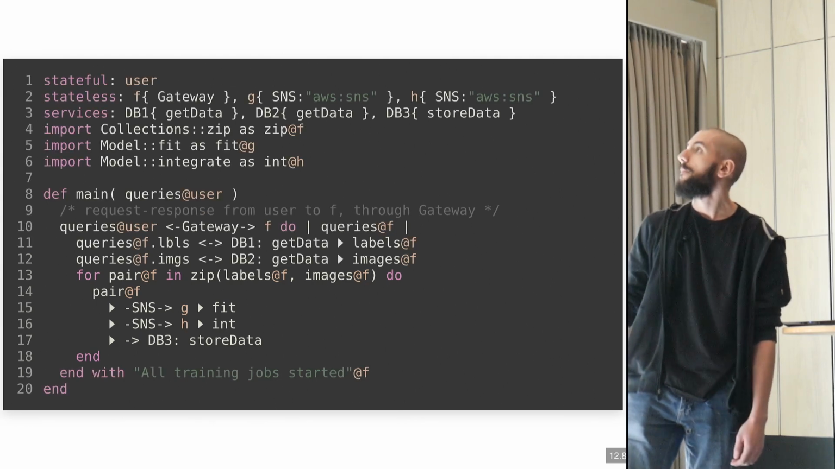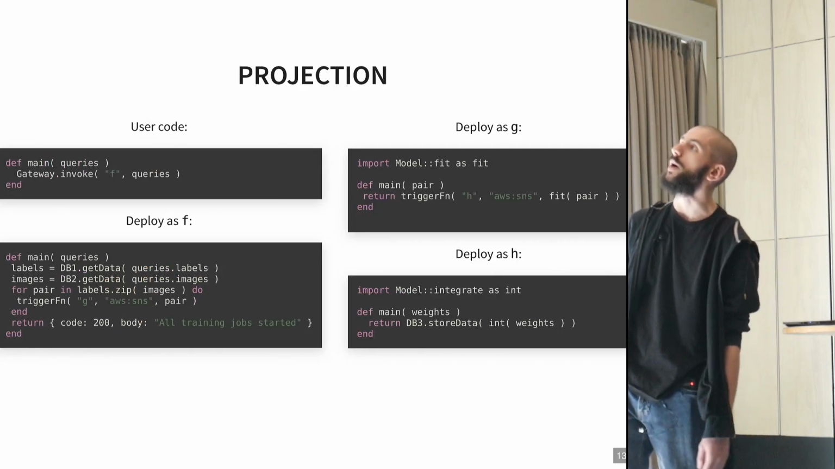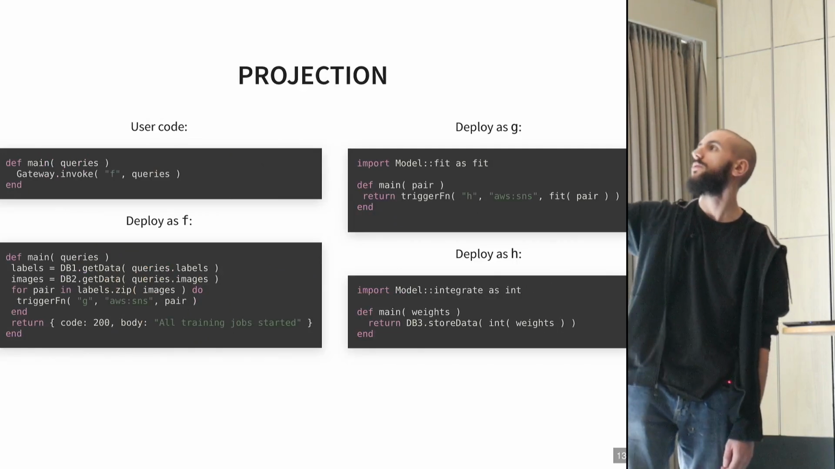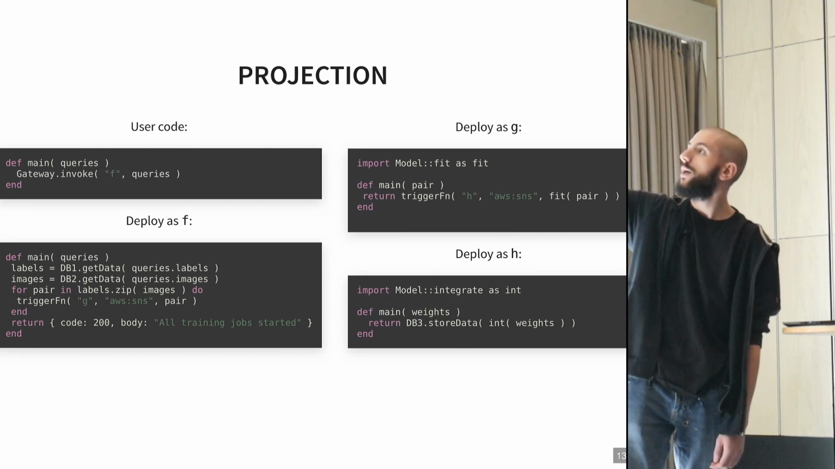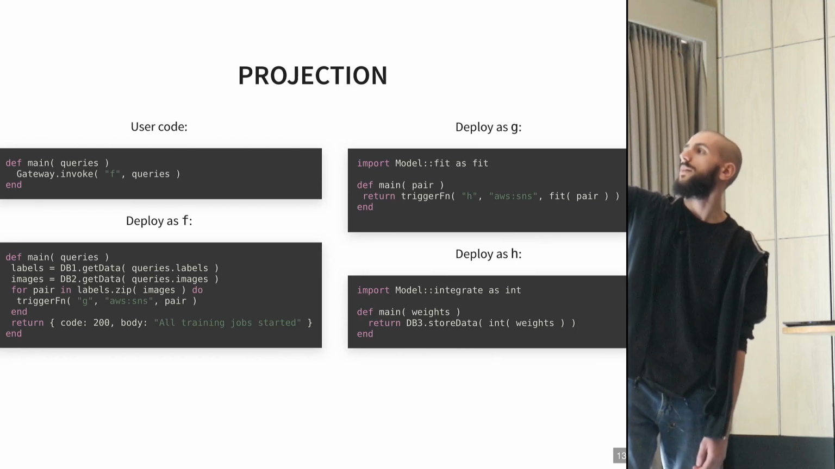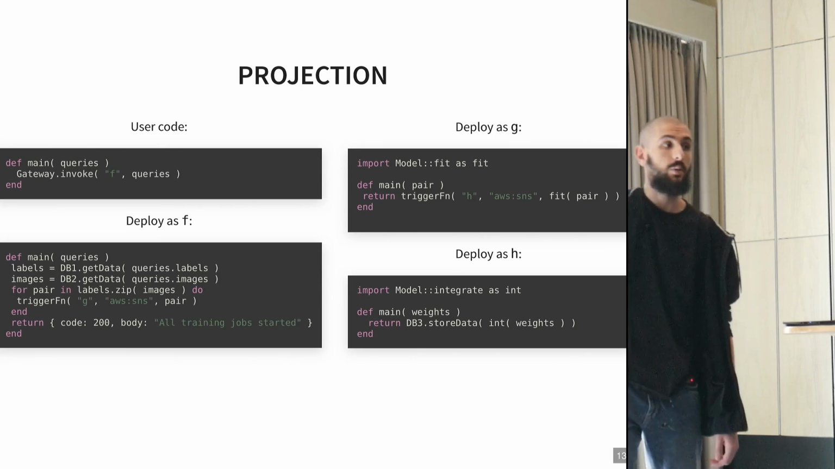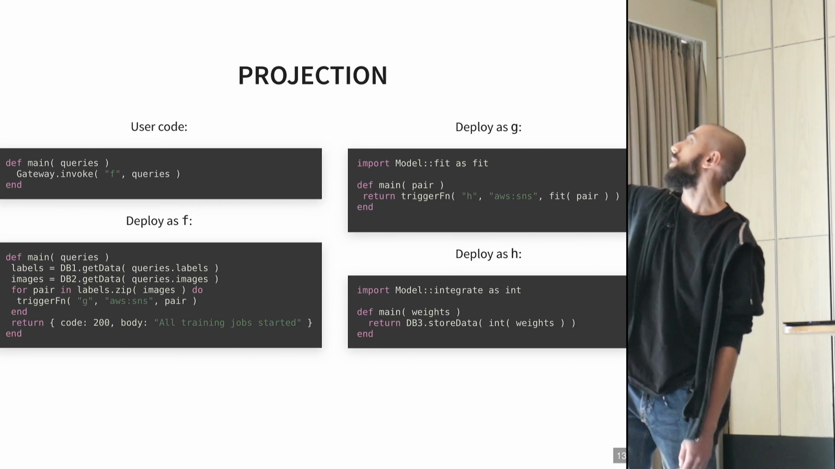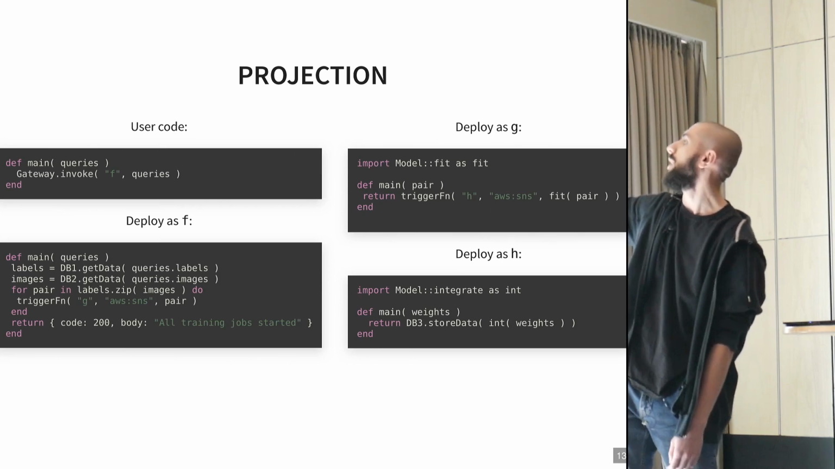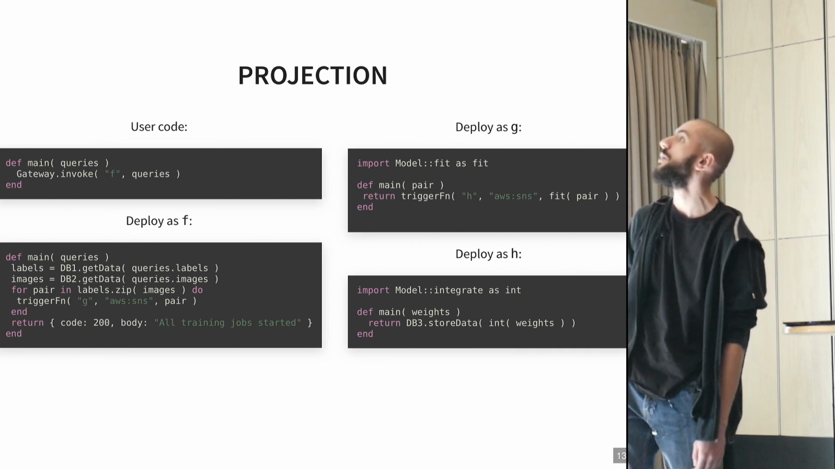Now, the projected code looks something like this in a very Pythonish way. We can see the user code is very simple. We invoke F through the gateway, and we pass the queries parameter. F does exactly what I've described. We get the data according to the subqueries, and then we trigger G as many times as there are pairs in our dataset. And G and H have very simple behaviors: G simply triggers H, and H simply stores the data, again, after they've done the partial fit and integration.